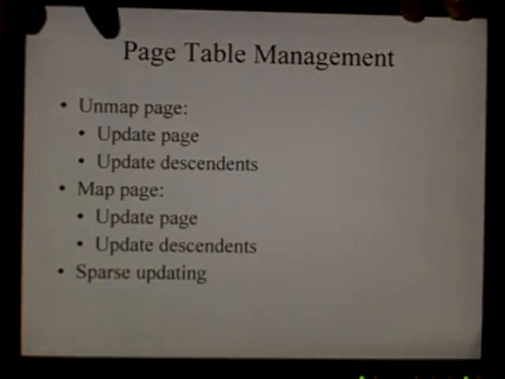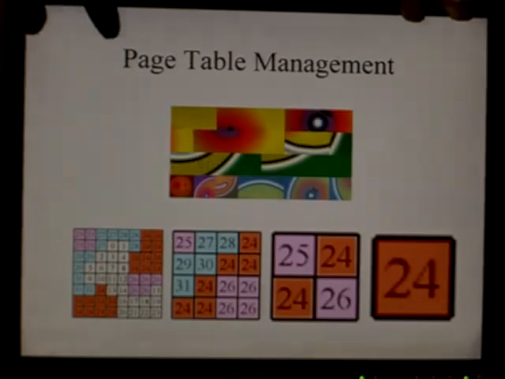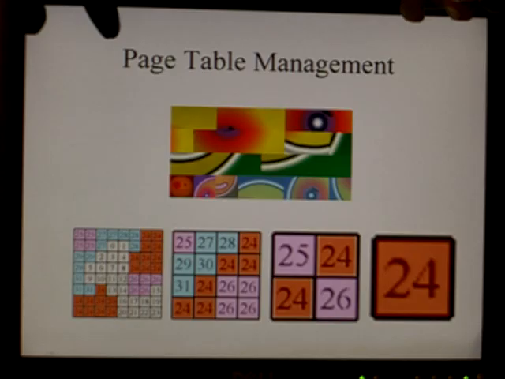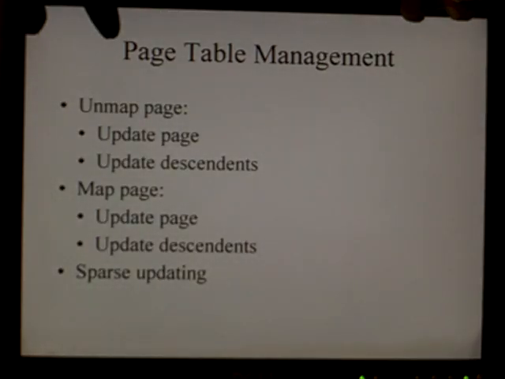Same thing in reverse. When I map a new page in, I have to replace that page, and I have to go through its descendants and see if they need updating as well. So if I swapped in a new page right below the 25, where I have a 24 right now, say I called it 32, I would now go to the left. There are some 24s in the same area, and all those 24s would also get replaced by the 32. This is all pretty straightforward.